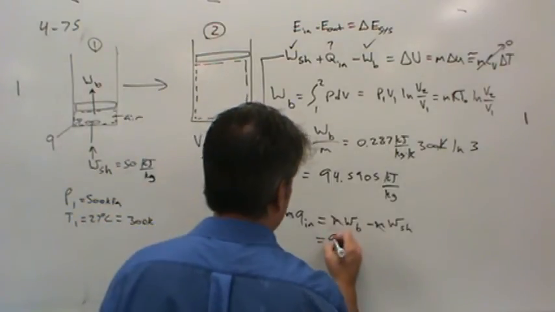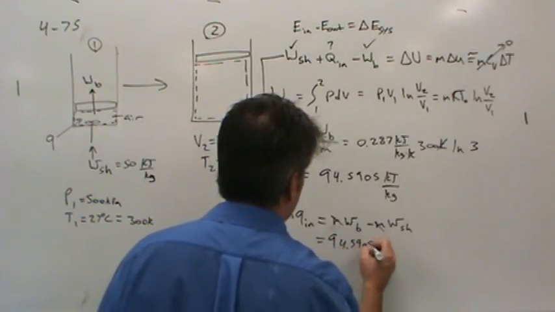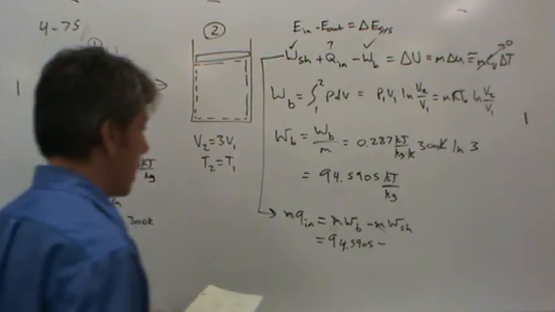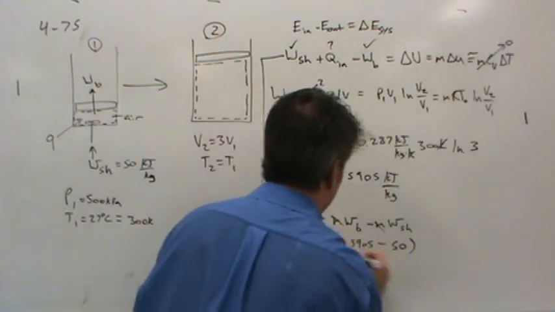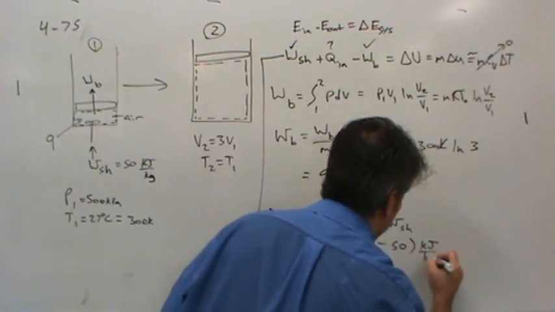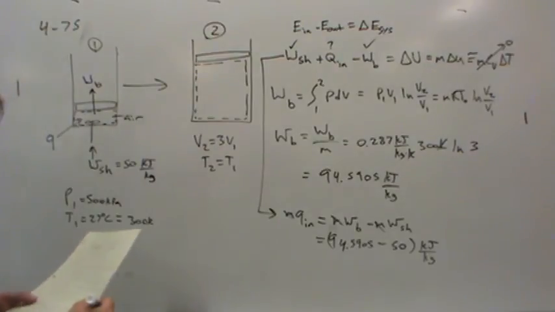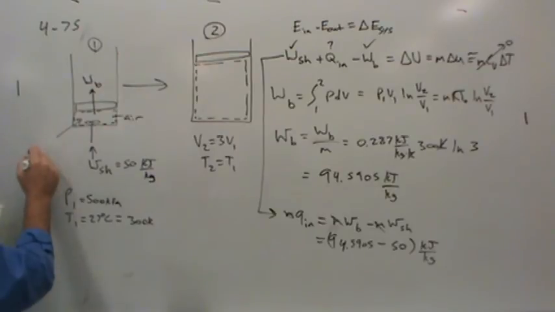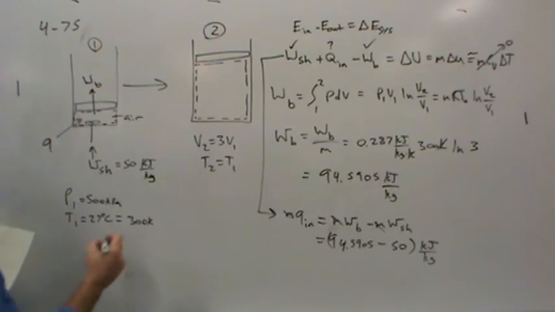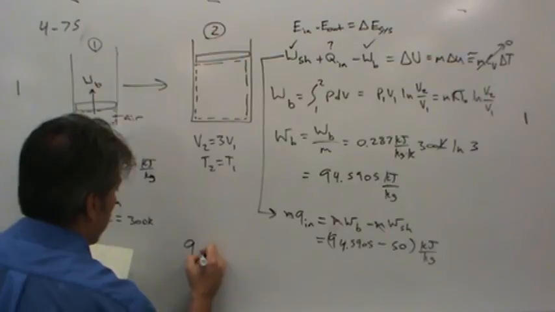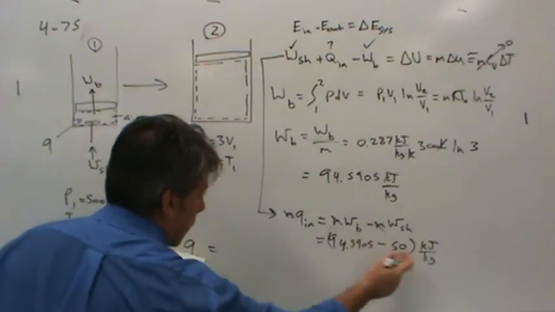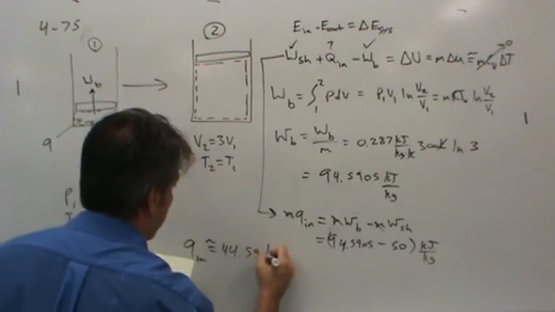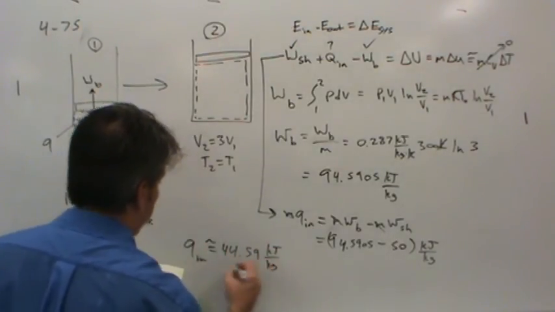So boundary work, 94.5905. I won't write down the units because they're the same. Shaft work, 50. I guess I will write down the units. Kilojoules per kilogram for both. And so when you take that difference, you find that the specific heat input, Qn, let's see, I don't really have room for it. Let's put it, I guess here. Qn, just the difference between these two, is 44.59 or so kilojoules per kilogram.